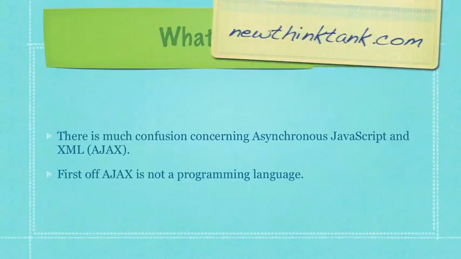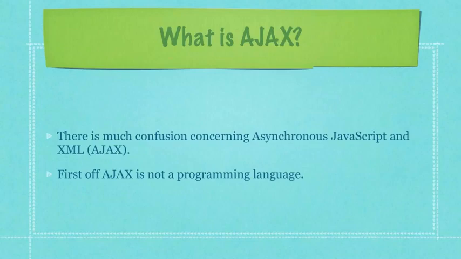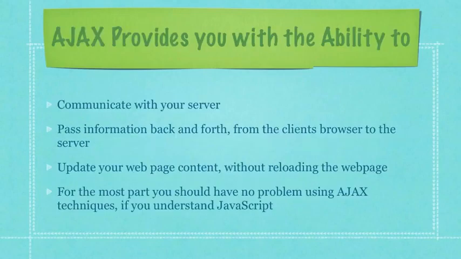There's a lot of confusion that surrounds asynchronous JavaScript and XML. First off, AJAX is not a programming language. AJAX provides you with the ability to communicate with your server, pass information back and forth from the client's browser to the server, and update your web page's content without reloading the web page. That's where the asynchronous part comes in. For the most part, you should have no problem using AJAX techniques if you understand JavaScript. That is what AJAX is.